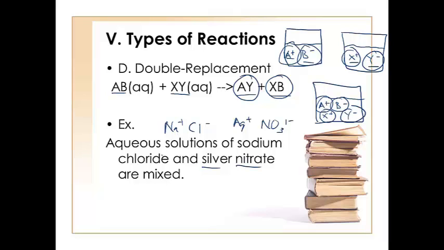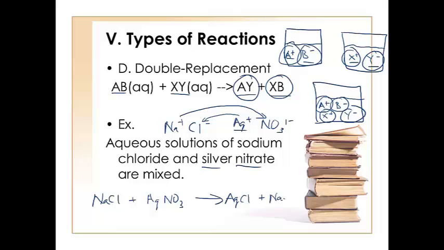Okay, so your compounds, NaCl plus AgNO3. Now what's going to happen? The Na is going to combine with the NO3. The Ag is going to try and combine with the Cl. You always have to write the cation, the positive one, first in the formula. It doesn't matter which compound you write first, but make sure you write the formulas correctly. So AgCl plus NaNO3. Everything's 1-, so you don't need to crisscross any charges.